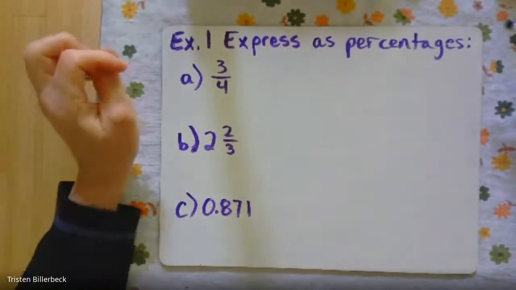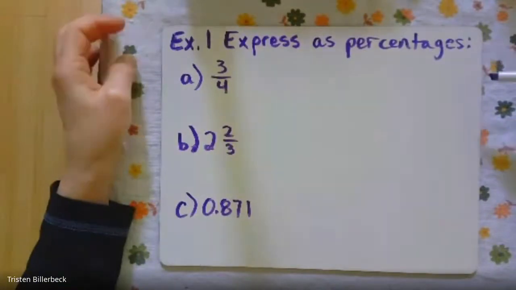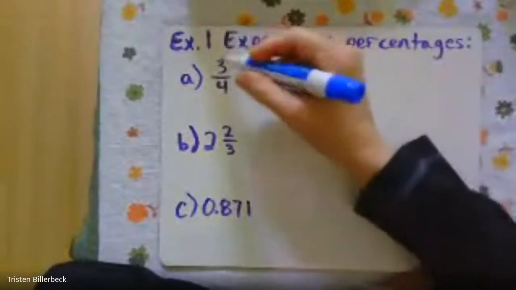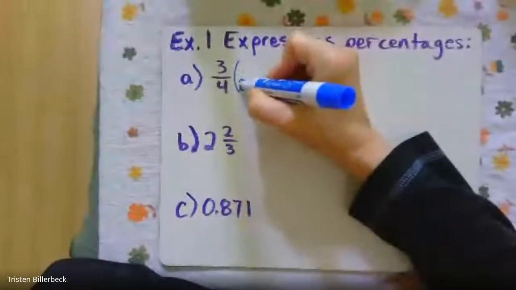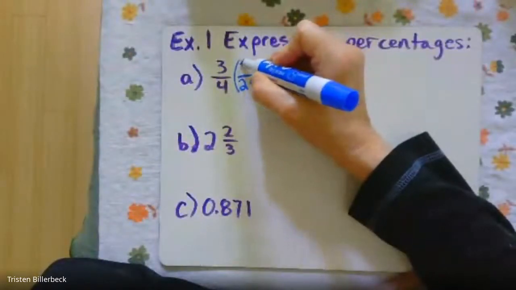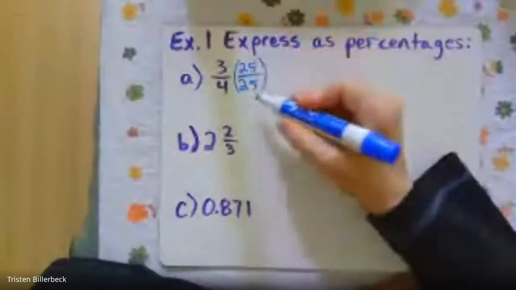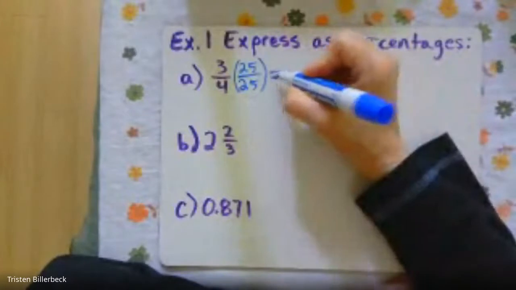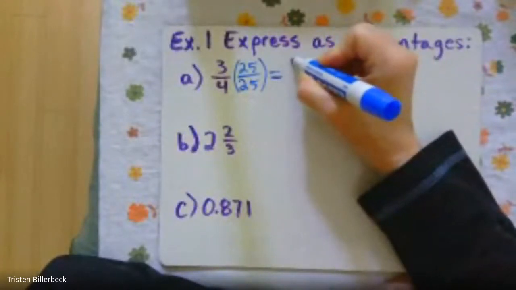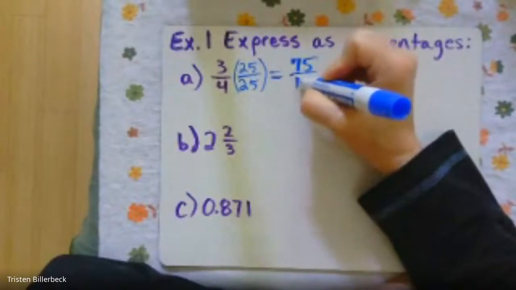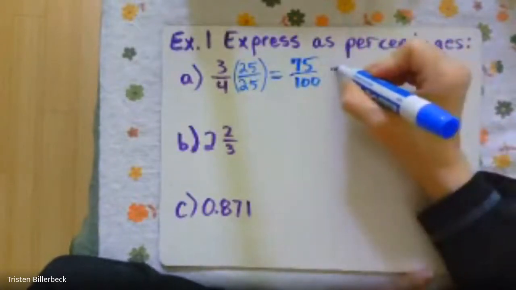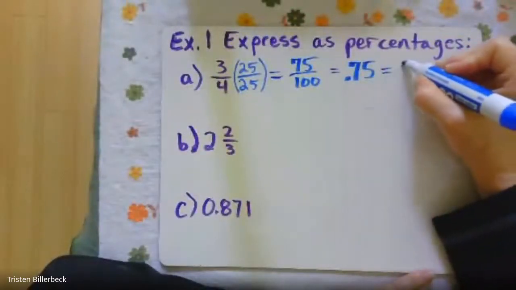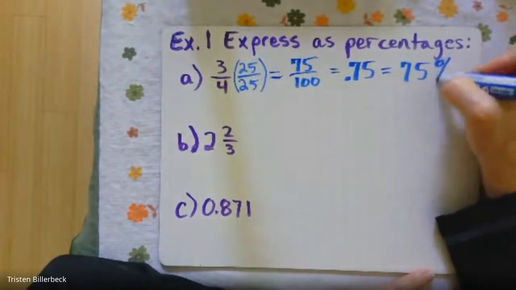So let's express as percentages. So we have 3 over 4. Well, we could do this in two ways. We could say, well, I know that 4 times 25 is 100. And if I do 25 over 25, that's really 1, so I'm not changing that at all. And then when I multiply, that becomes 75 over 100, which is 0.75, which is 75%.